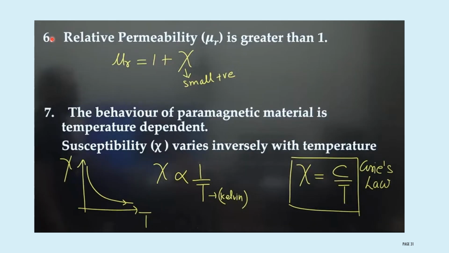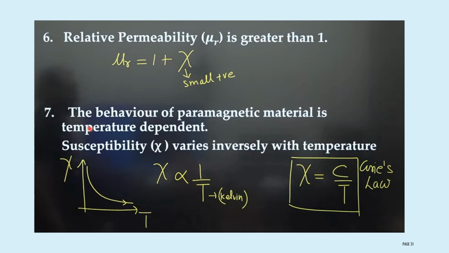Next property, sixth one, relative permeability mu r is greater than 1. You know the formula, mu r equals 1 plus zeta. In the case of a paramagnetic material, zeta is small and positive. Therefore, relative permeability will be greater than 1.